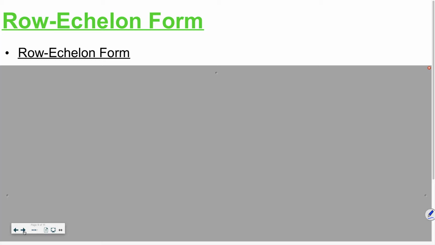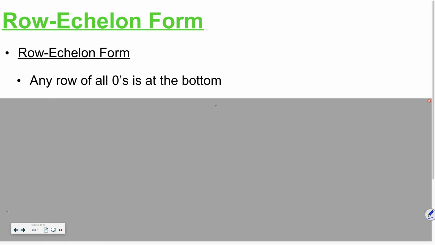If we have an augmented matrix and it's in row echelon form, this is what it would look like. If there is a row of all zeros, it has to go to the bottom. You're not going to see that very often, but if it happens, it happens.